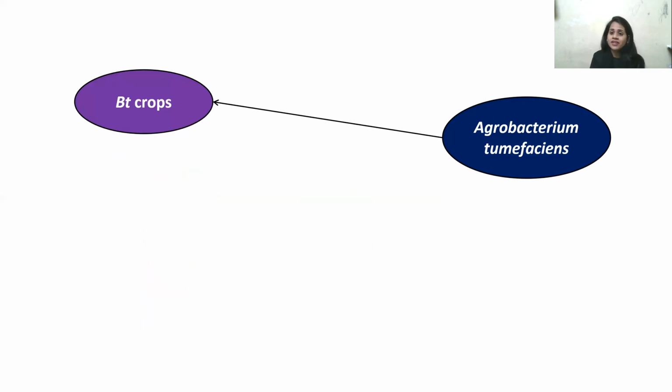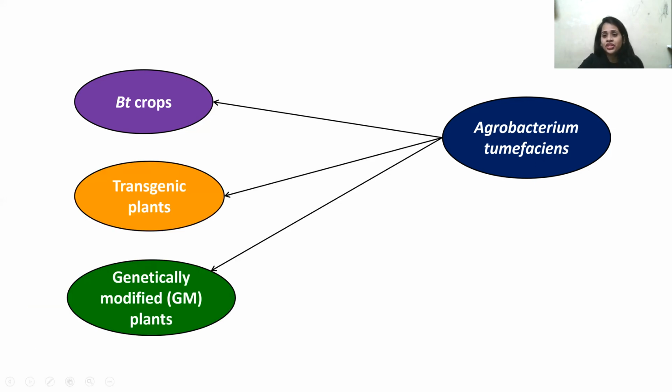I hope you have understood the entire mechanism. Normally Agrobacterium tumefaciens is a bacteria which has an ability to cause this disease. What we are doing is forming a new recombinant plasmid, which will not cause disease in the plants. This is the technique by which you can form a recombinant DNA and then introduce it into the plant so that the plants are prevented from these diseases. So this bacteria can be used for BT crops, transgenic plants, and genetically modified plants.